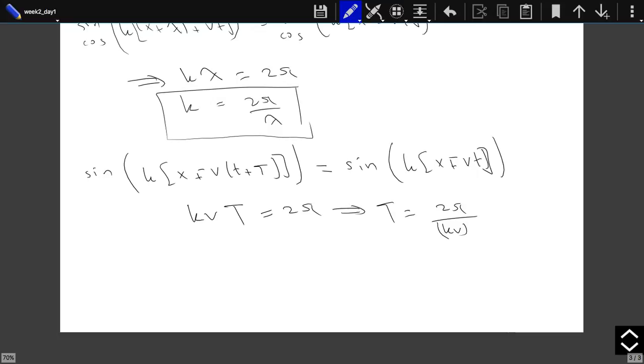We have the inverse of this, basically meaning how many times the wave repeats itself per unit time. So we know that after, let's say, 2 seconds, our wave repeats itself. Well, it doesn't really make too much sense to say it repeats every second. Let's say if the period is 0.1 seconds, the wave repeats itself every 0.1 seconds. In 1 second, it repeats itself 10 times. So that is what we call the frequency. This is just 1 over T, or kv over 2 pi.